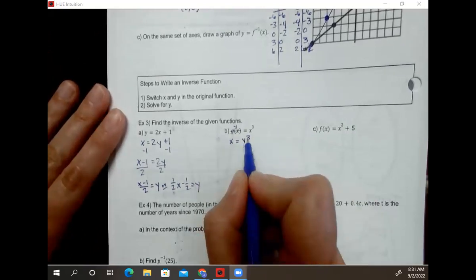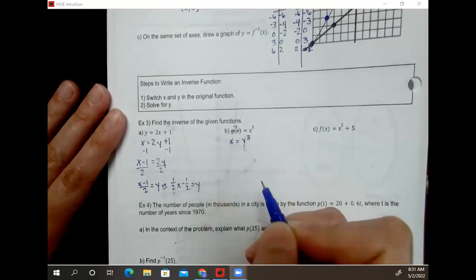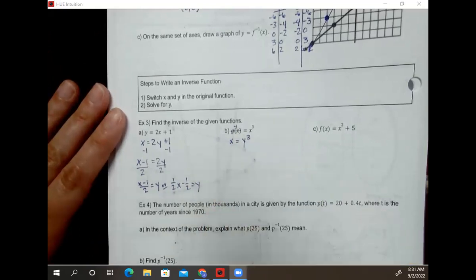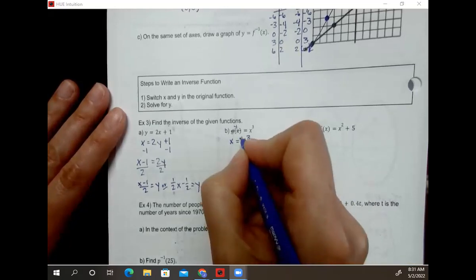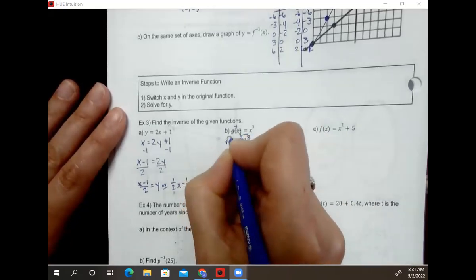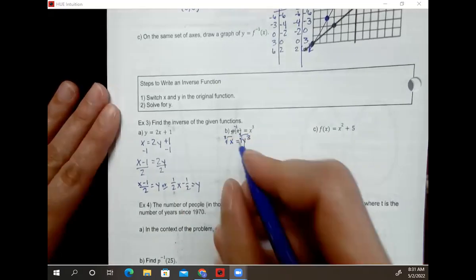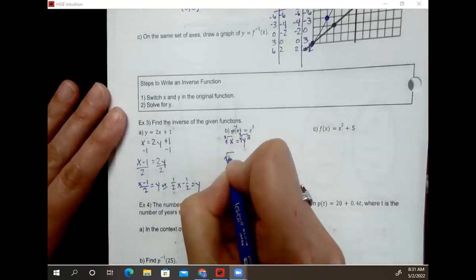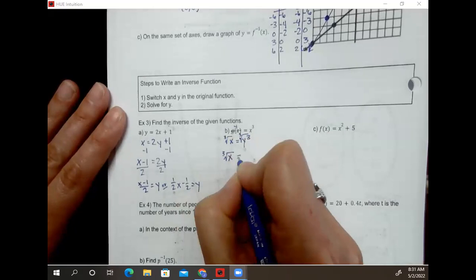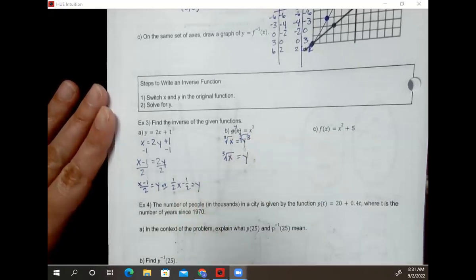Now, since I've got y cubed, I've got an exponent here, a power here. In order to get rid of that power, I've got to use a root. So since I want to get rid of a cube, I'm going to use a cube root. Or you could use a 1/3 exponent like we did in our radicals unit. That would be fine. But we get the cube root of x equals y. Okay, just one step there to get y by itself.